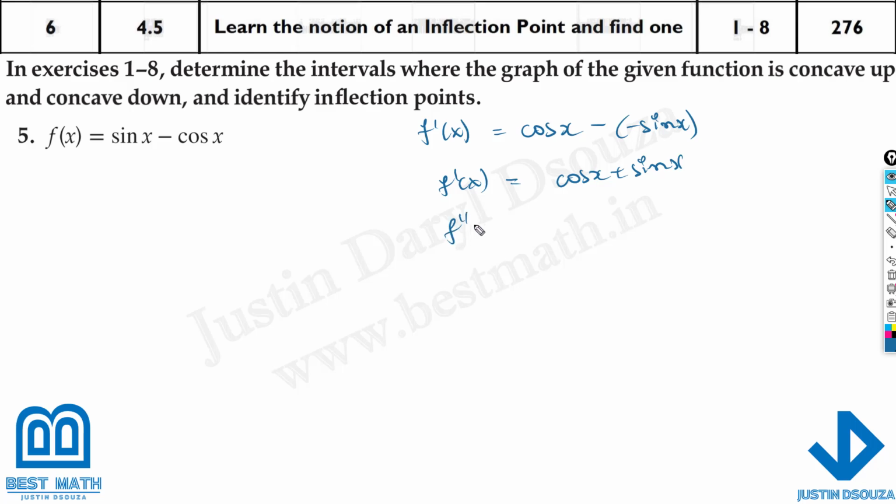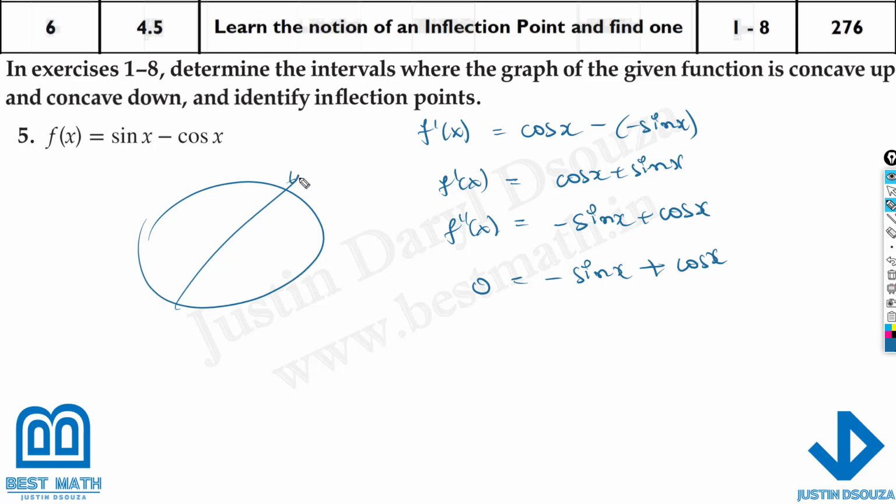I'm going to do the second derivative here. The second derivative is going to be, cosine becomes minus sine x plus cosine x. Now let's make this equal to 0. Minus sine x plus cosine x. Let's use the calculator. But even if you take this to the other side, I can understand sine must be equal to cosine. That's around 45 degrees, or, if this is the unit circle, 45 degrees or 225 degrees. That must be the answer.